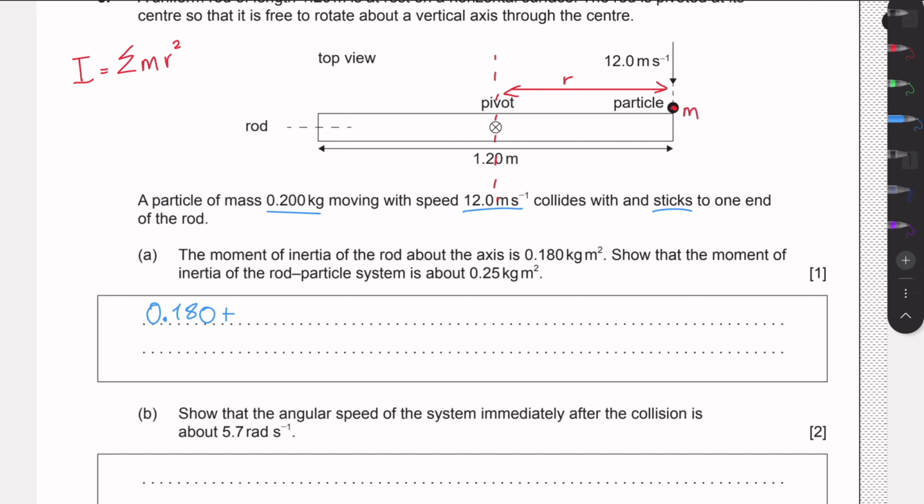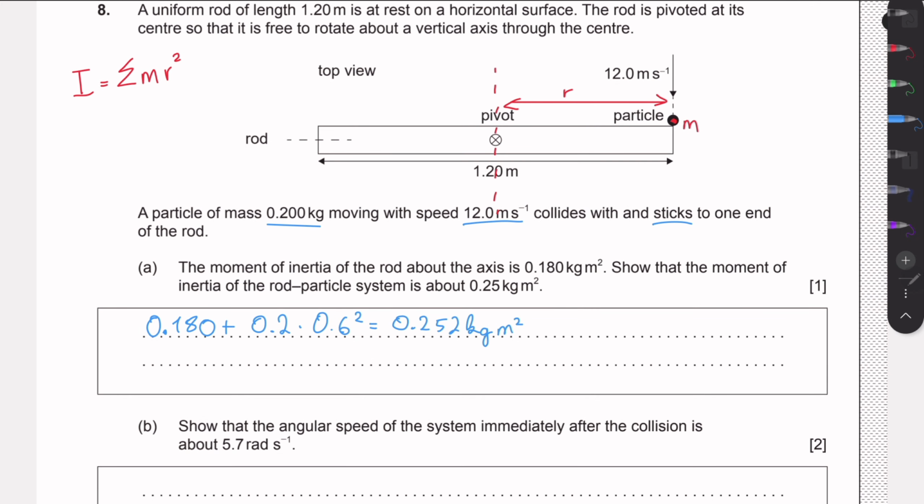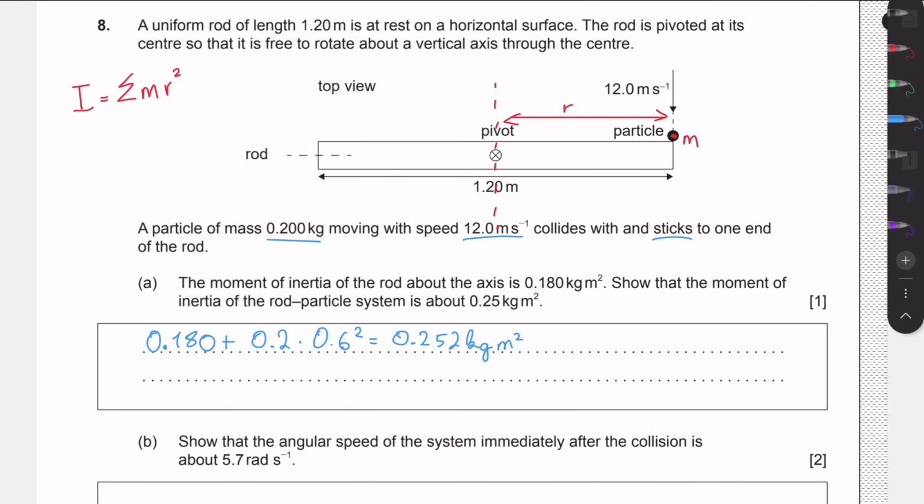And then the moment of inertia of that will just be its mass, so 0.2 times the radius squared, so 0.6 squared. Make sure not to take this 1.2, as we just need the distance from the axis to the point mass, not the full distance of the rod. And then if we do this, we get 0.252 kilograms meter squared, like this. And then we need to show that the angular speed of the system immediately after the collision is about 5.7 radians per second.